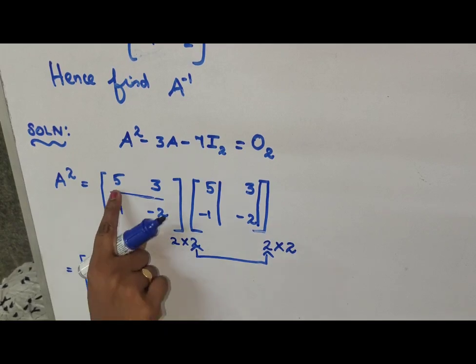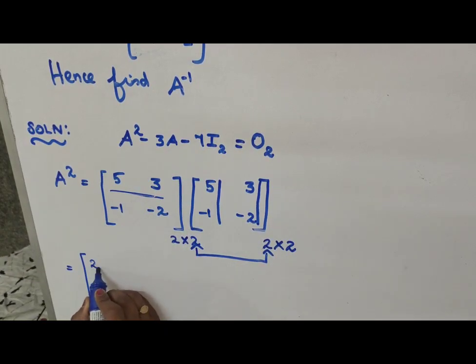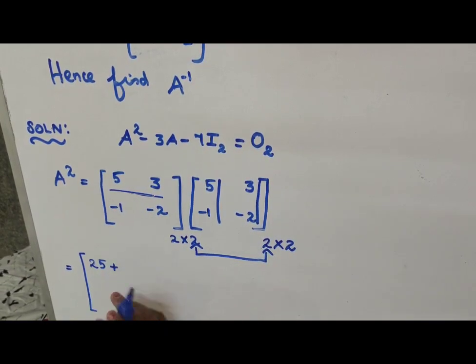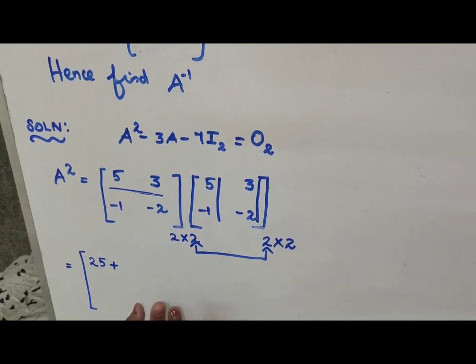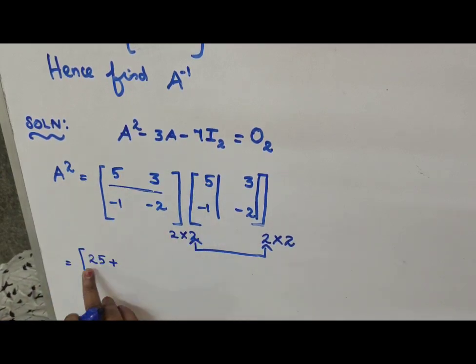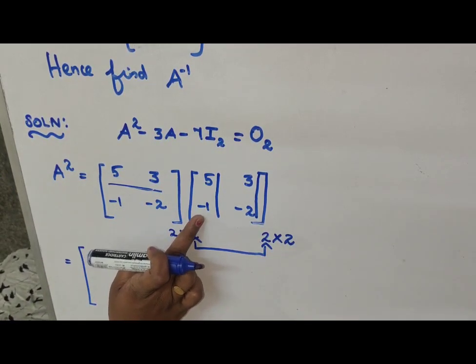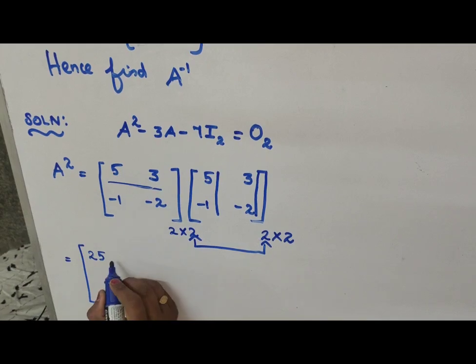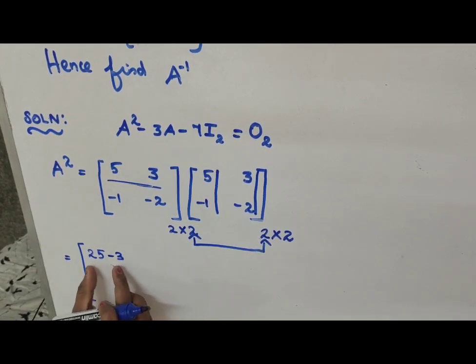How to multiply: 5 into 5 is 25. By default, we will put only plus, but it depends upon the problem. If we get a minus, we have to replace it, since plus into minus means minus. 5 into 5 is 25. 3 into minus 1 is minus 3. So this will become minus 3. This has become one term.